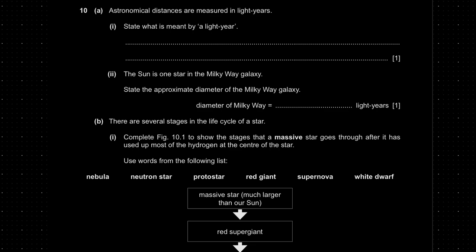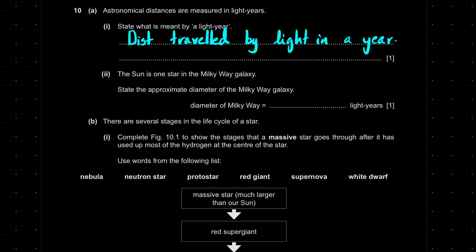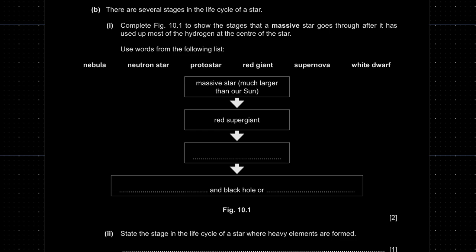Last question. Astronomical distances are measured in light years. State what is meant by a light year. So, distance traveled by light in a year. The sun is one star in the Milky Way. State the approximate diameter of the Milky Way galaxy. It's just a value you're supposed to know. 100,000 light years.